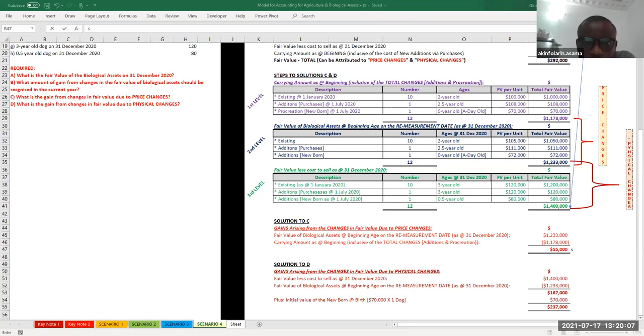Yes, it makes sense, but I have not gotten something clearly. The newborn, in this case, does it not amount to double counting because it was already valued as at 31st December 2020? I mean, in considering the physical change.